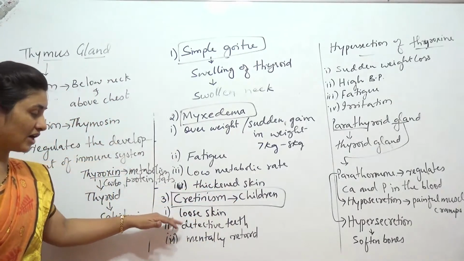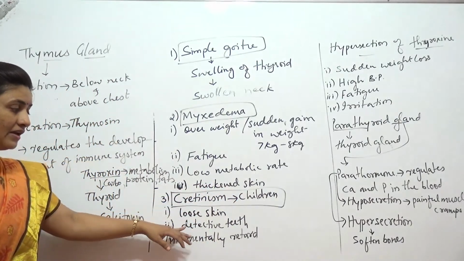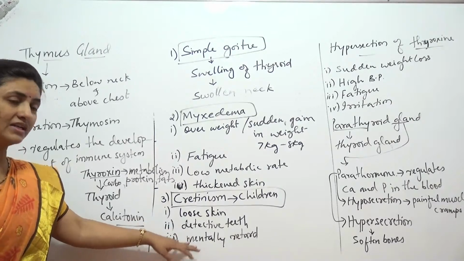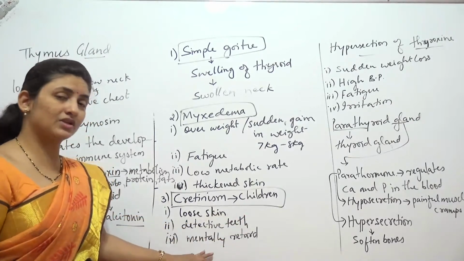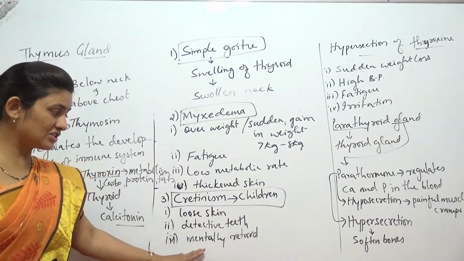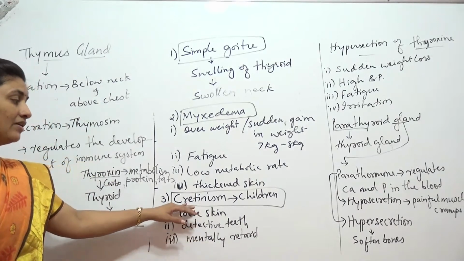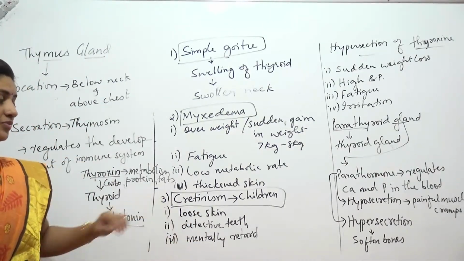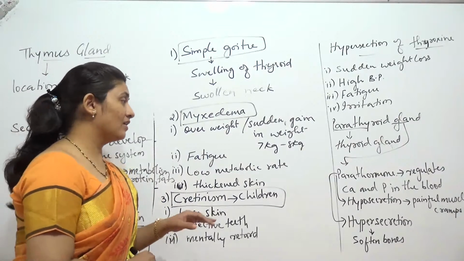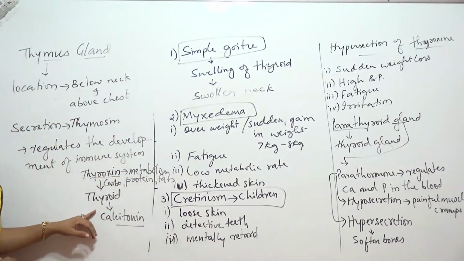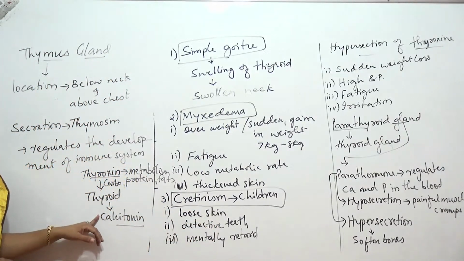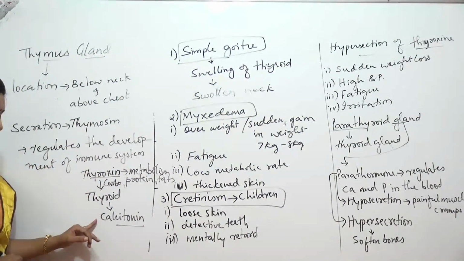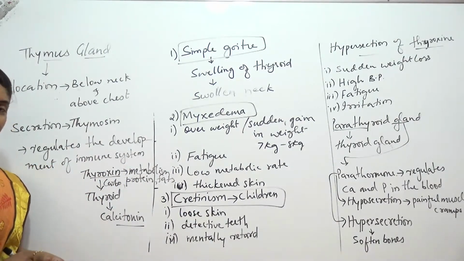Here, when the child has loose skin, defective teeth, and mental and physical retardation, we can say the child's condition is cretinism. The other one we came across is calcitonin, the other secretion of the thyroid gland, which is called calcitonin.